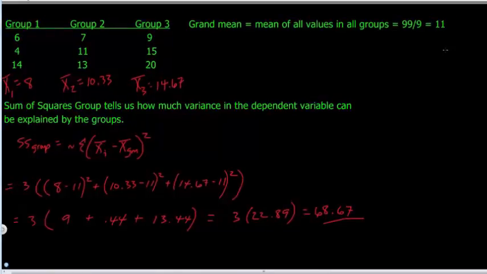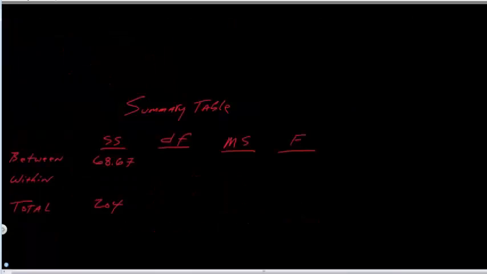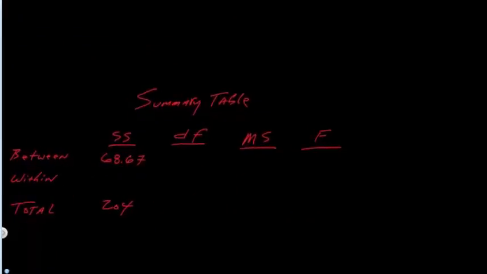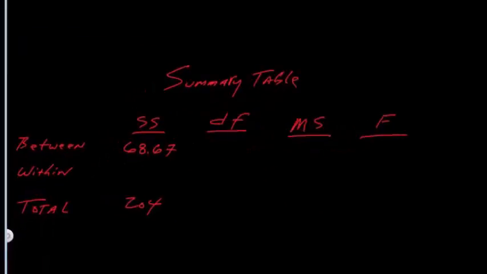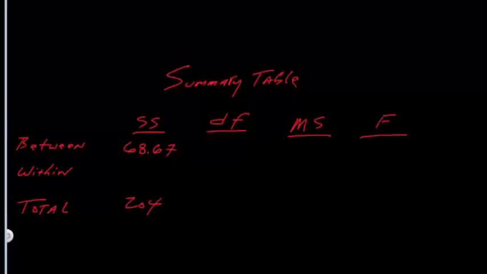That's our second number that we'll use to build what's called a summary table. The summary table looks like this. It summarizes all your sum of squares. We can subtract 68.67 from 204 to get our sum of squares within, our sum of squares error. And we already said that this is 8 degrees of freedom because we have sample size of 9 minus 1 is 8. And this is 2 degrees of freedom because we had 3 groups minus 1 is 2. And this is 6 because that's how much is left over.